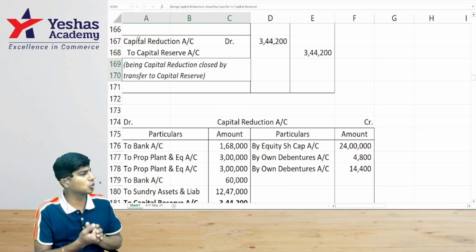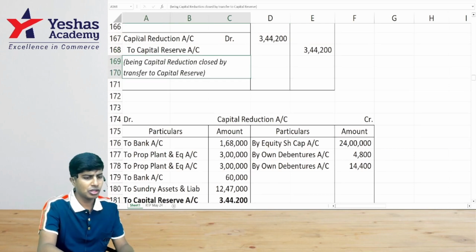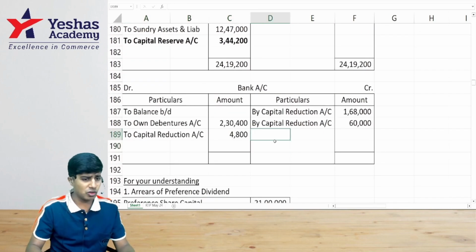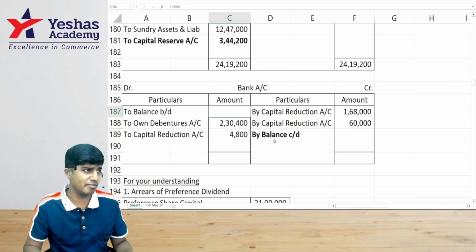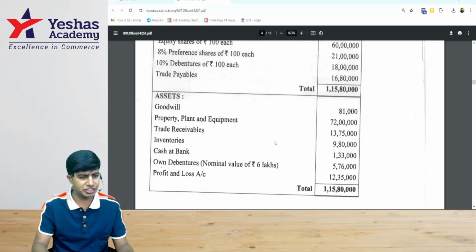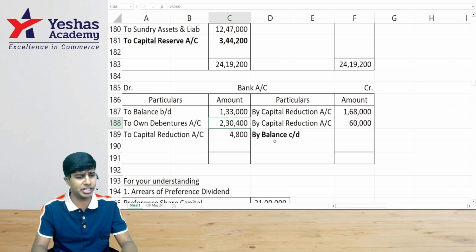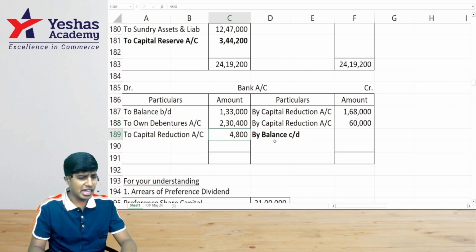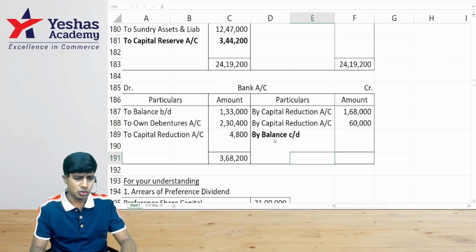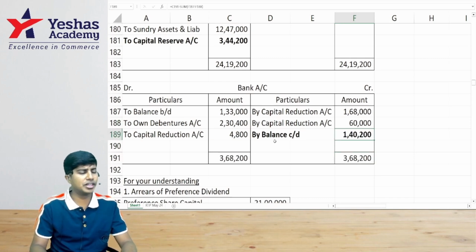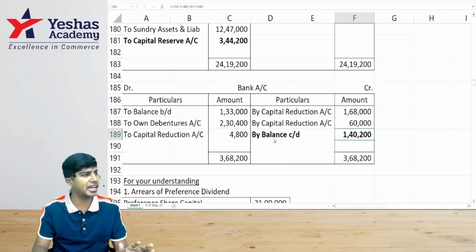Being capital reduction account closed by transfer to capital reserve. One last thing we should do before we complete the problem is bank account. To close bank account, I have to identify bank balance carried down. To do that, I should write the opening balance of bank. How much is the opening balance of bank in the balance sheet? 1,33,000. 1,33,000 plus 2,30,400 plus 4,800, 3,60,200 minus 2,28,000. 1,40,200 is the balance carried down in bank.